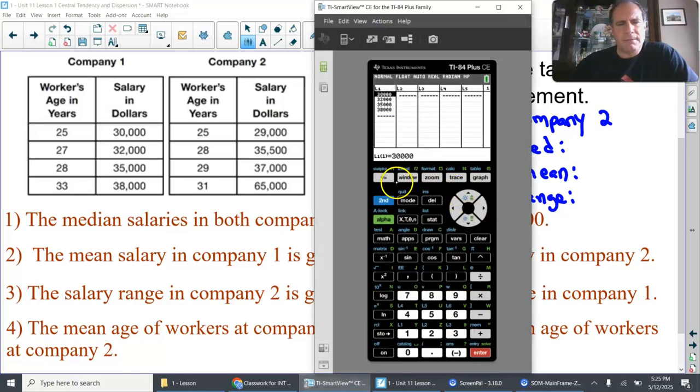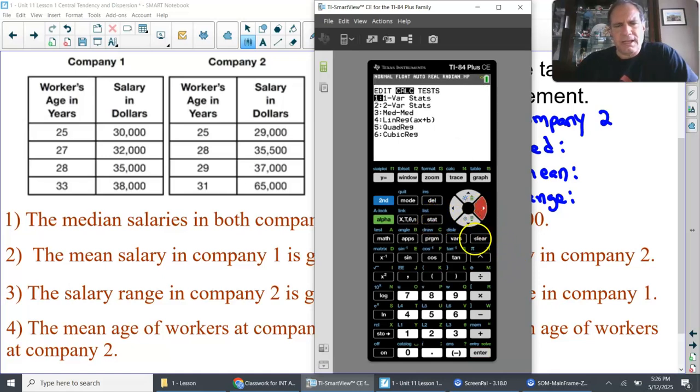And I'm going to pick the calculator back up, go to L1, clear that out. And again, 29,000. Enter. 35,500. Enter. 37,000. Enter. And then 65,000. Enter. Now I'm going to just go to Calc and press 1-Var Stats and just make this what it is right there.